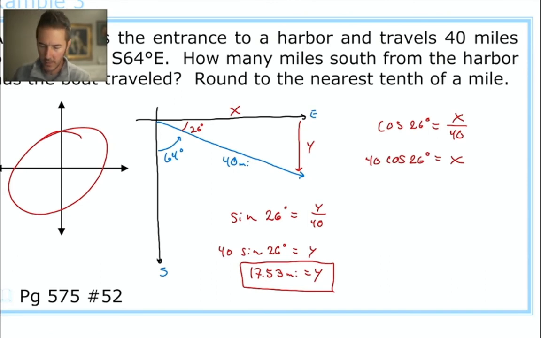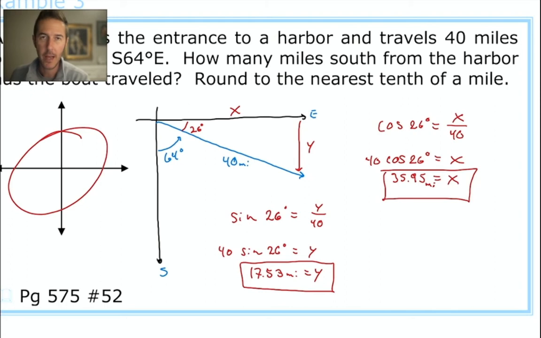Back to our trusty scientific calculator. I've got the 26 going in first in degree mode. Cosine, I've got 0.89879 times the 40 equals, and I've got 35.95. And that's miles. So we can just say equals x. Put a little mi in there maybe for miles. And that's our movement to the east.